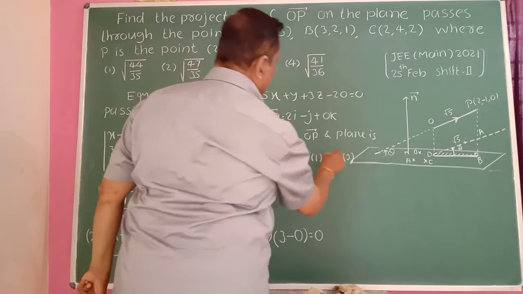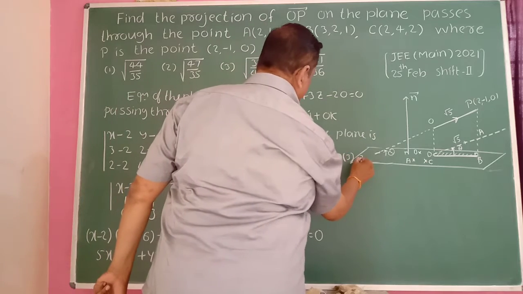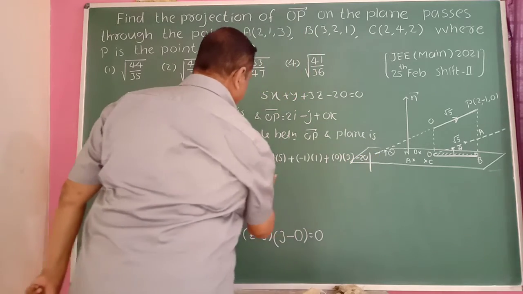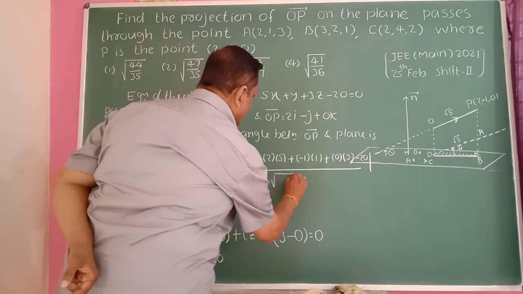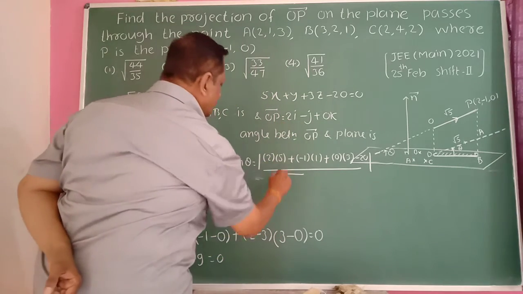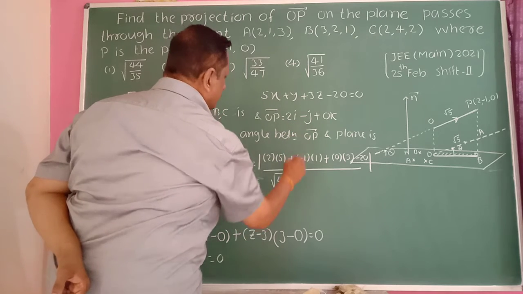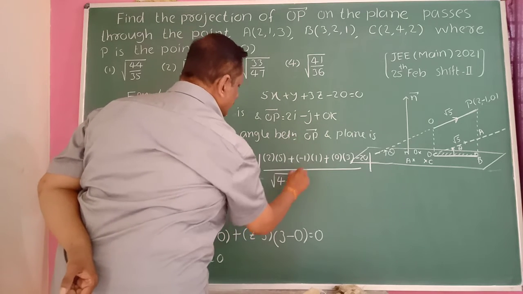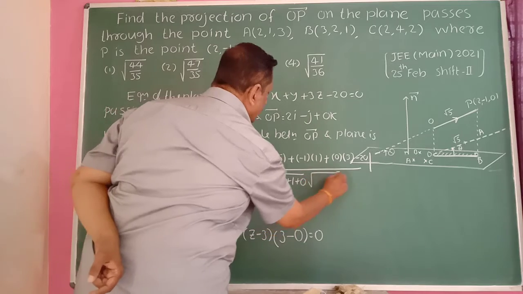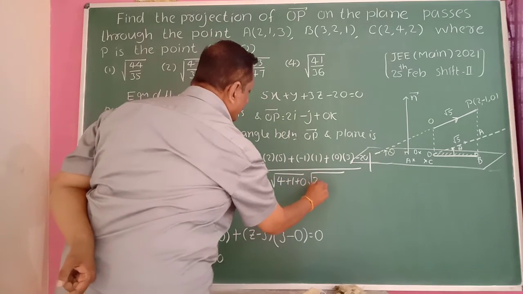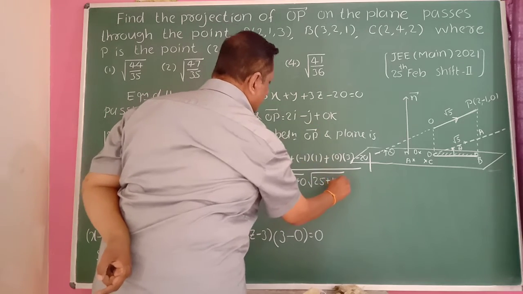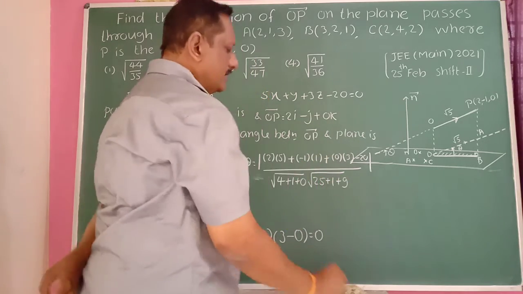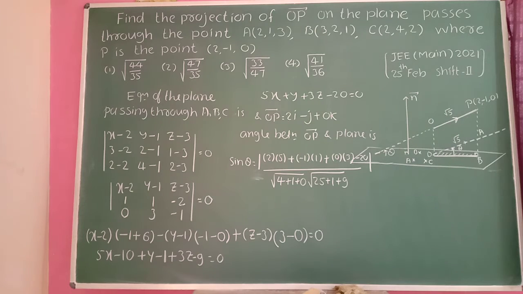0 into 3 minus 20 here. Minus 20 modulus, divided by root of 2 square is 4 here, and minus 1 square is 1 here, plus 0 square is 0, then root of 5 square is 25, then 1 square is 1 here, plus 3 square is 9 here. Okay, so the angle between the line and the plane is this here.